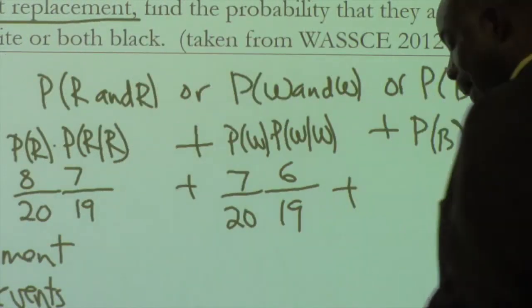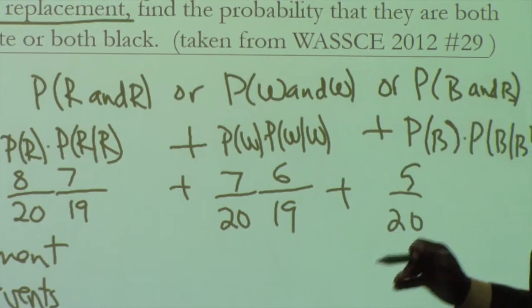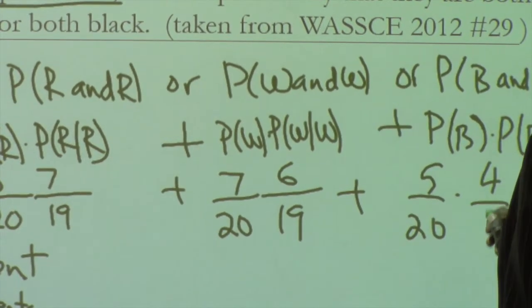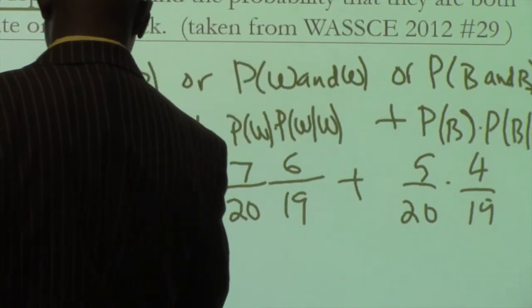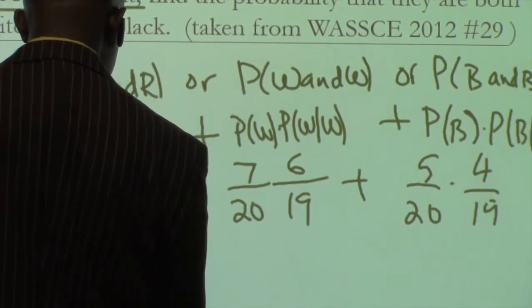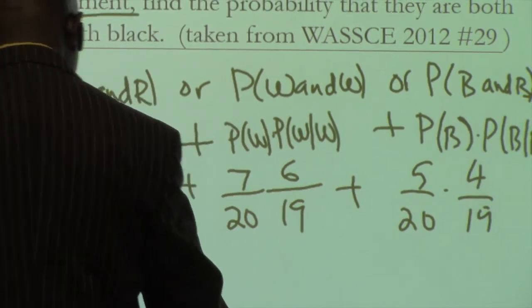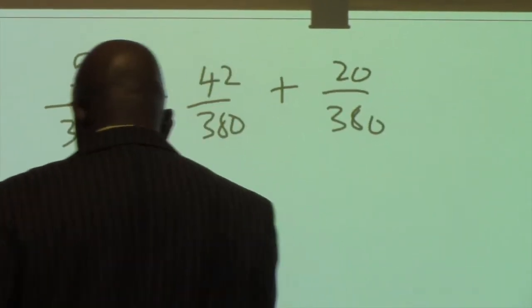And then for black, how many black balls do we have? 5. So when you pick the first time, it's going to be 5 over 20. You take it out, you don't put it back. So the number of black balls has been reduced, and the total number here has been reduced to what? 19. So we compute all of these things here. So we're going to have 56 over 380. We'll do the multiplication. In fact, I'm going to just do this on the next slide. So I'll have 56 over 380 plus 42 over 380 plus 20 over what? 380. And we could perform all of these things.